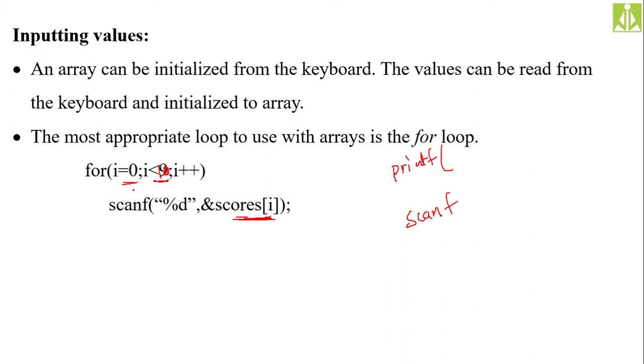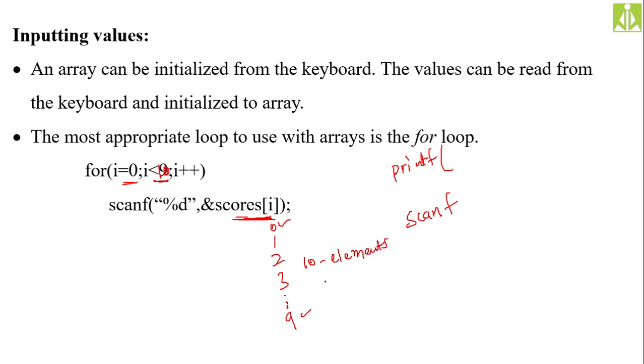Then it will read scores of 1, scores of 2, scores of 3. Likewise it will read up to scores of 9. So 0 to 9, total 10 elements it will read. How many elements will it read from the keyboard? It will read 10 elements.